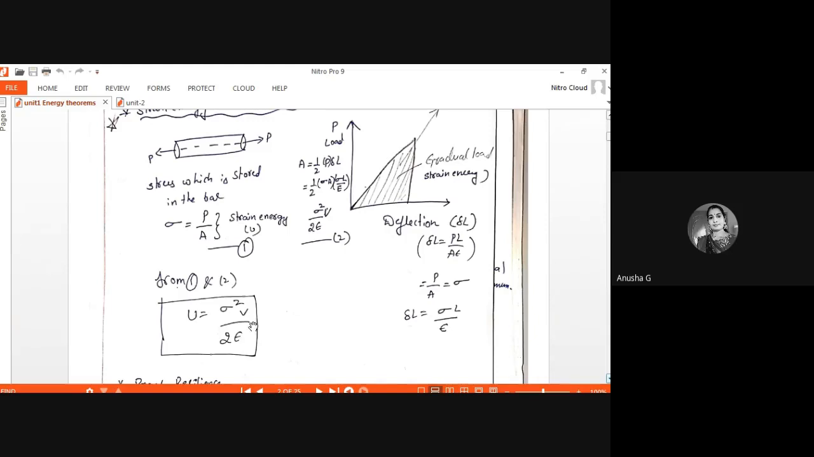Now we'll write that strain energy U equals sigma square V by 2E. This is a derivation we have to derive. For this derivation, they will give you 5 marks. This is the strain energy for the axially loaded member.